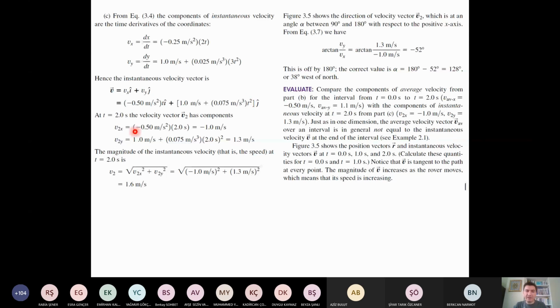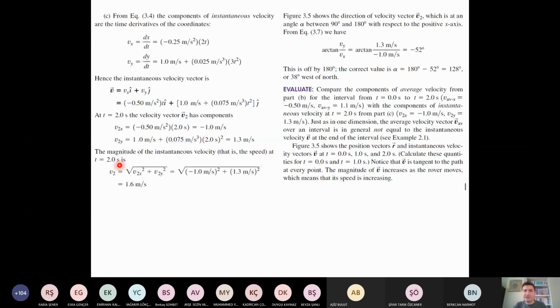What is this v2x? The x component of velocity when the time is 2 seconds, and the y component of velocity when the time is 2 seconds, and the magnitude of the velocity is given with this expression. Put these components here, then you can calculate the magnitude of velocity when the time is 2 seconds.